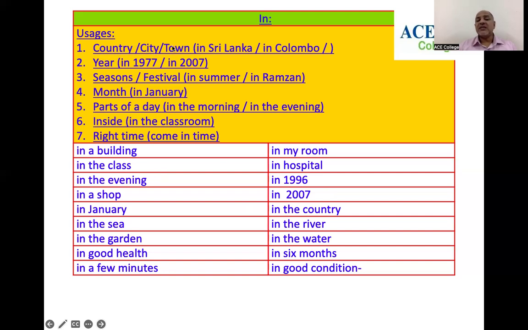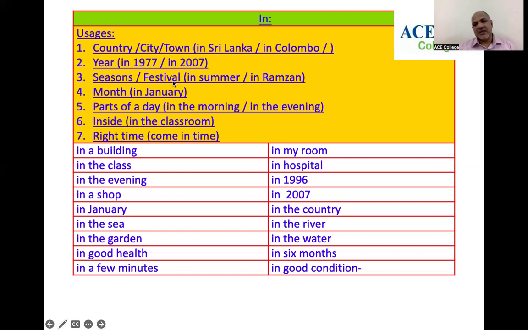So if you are going to use in, you have to remember the rule for countries, cities, towns: in, automatic, right? For example, Abdullah lives in Sri Lanka, okay, in Qatar, okay, in Dubai, in Colombo, in Batticaloa, right? So for the year, you can use in automatically, right? I was born in, right? We have a meeting in, right? You can bring the year with in.